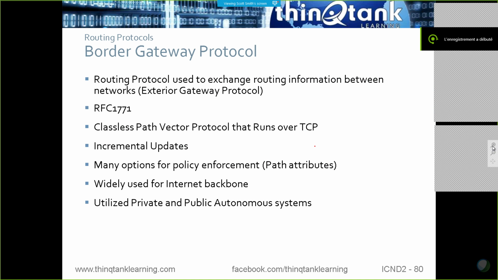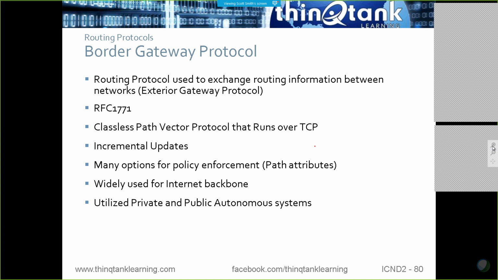This is a brand new topic. We didn't have this in the previous class, so this is new for everybody. BGP is the Border Gateway Protocol. It is used on the internet to exchange routing information between customers' networks. So when I say customers' networks, I'm talking about AT&T, Verizon, Sprint, the internet service providers.